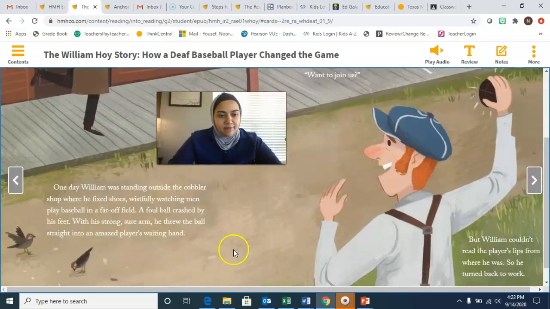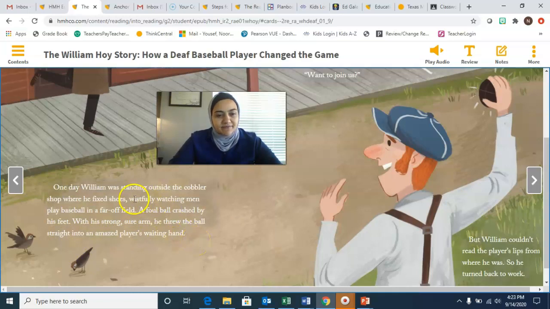One day, William was standing outside the cobbler's shop where he fixed shoes, wistfully watching men playing in a far-off field. A foul ball crashed by his feet. With his strong, sure arm, he threw the ball straight into an amazed player's waiting hand.